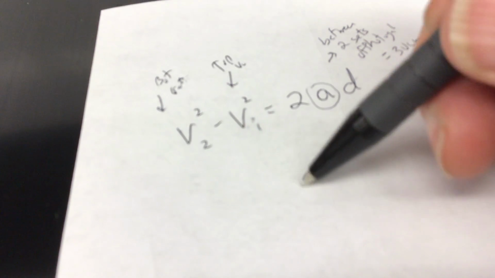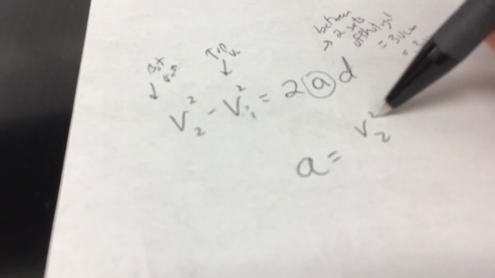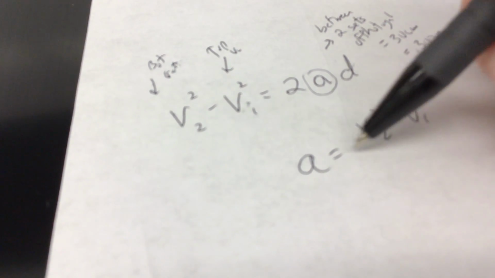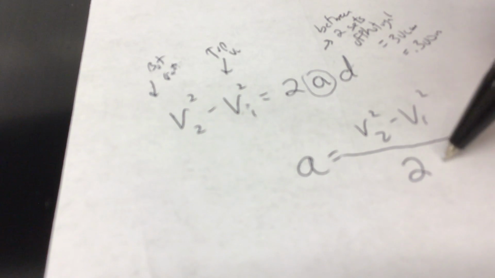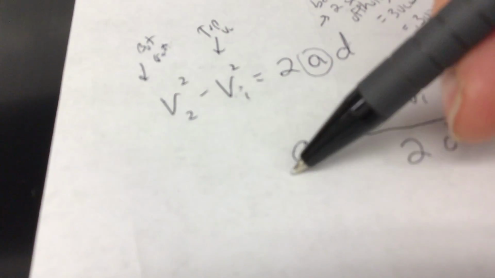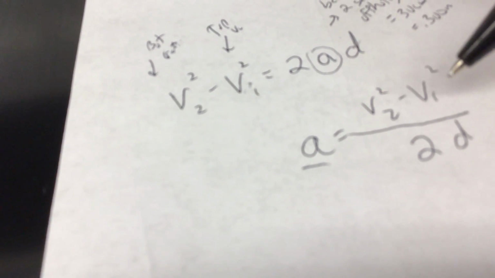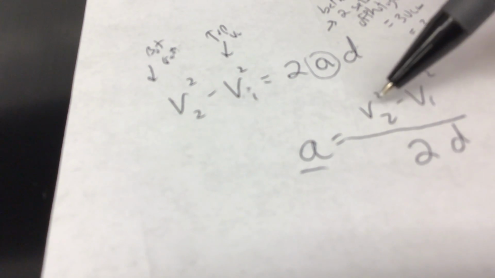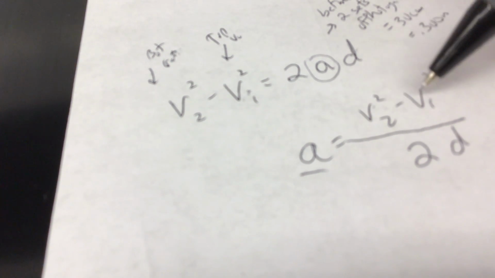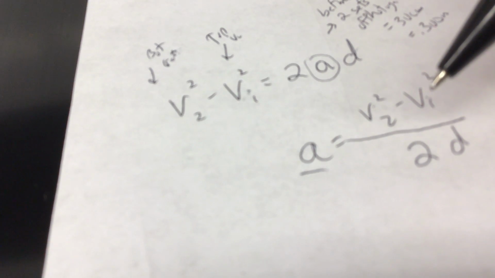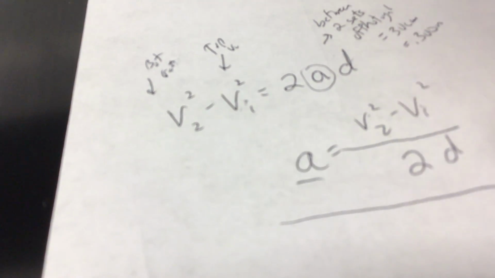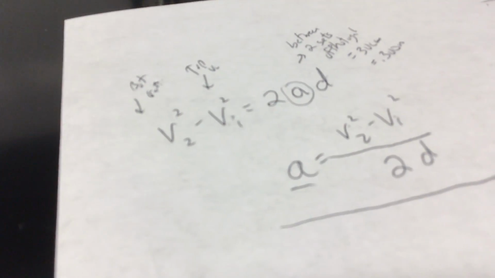So the acceleration is going to be V2 squared minus V1 squared, divided by 2 times the distance between the gates. So this is how we're going to find it. All we have to do is find the 2 velocities, the top gate and the bottom gate, plug them in, and find our accelerations. Okay, so let's go and start doing it.